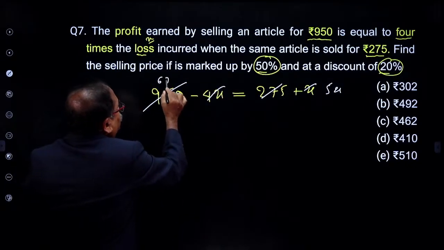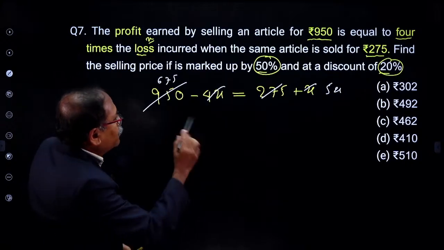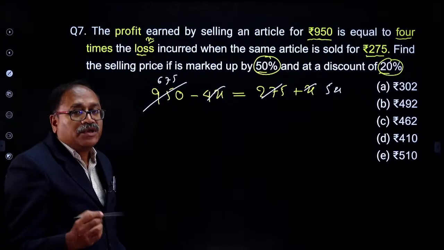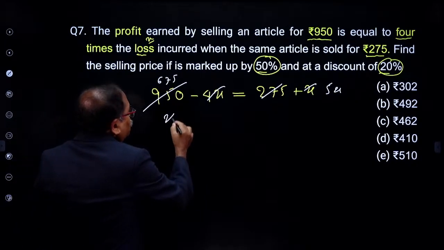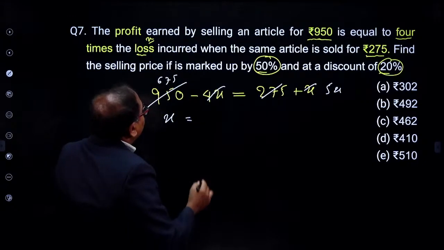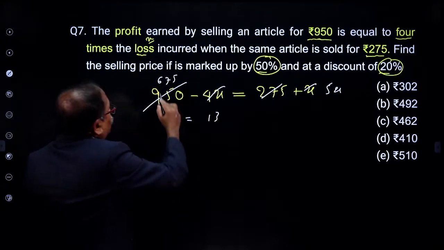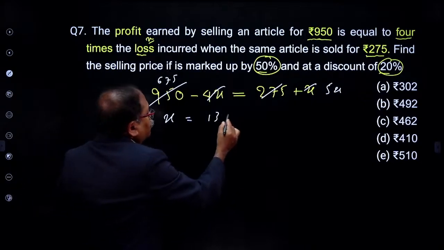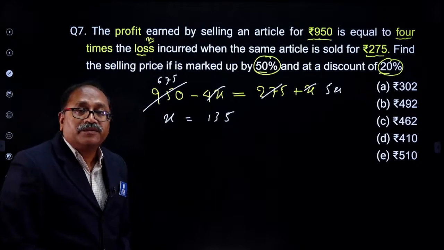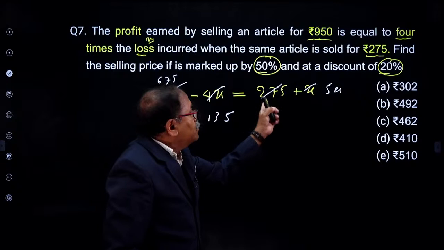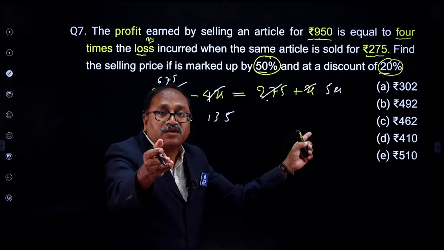So I am getting 675 over here. With 5, if I get cancelled, I am getting the X value. So X is equal to 13 fives are 65, and again 5 is 25. You got the X value. So adding this X value to 275, you are getting the cost price.